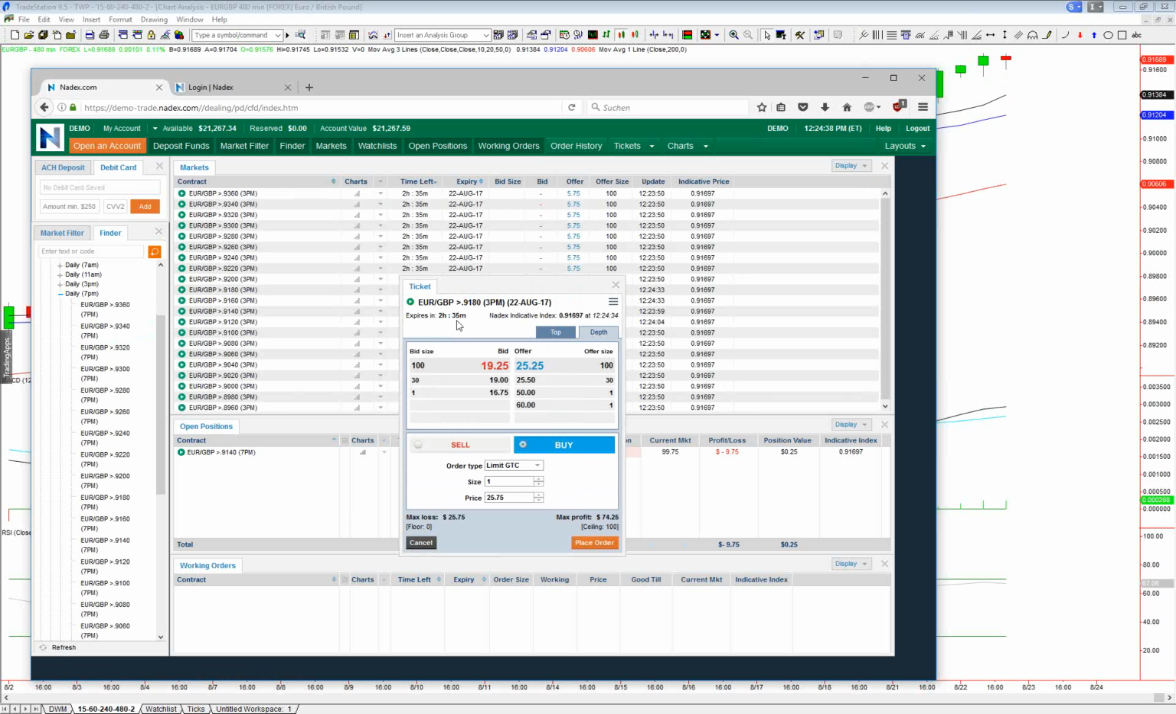We now have 2 hours and 35 more minutes left. And again, I'm just showing you this to give you a different expiry cycle, a different strike price, and a different trade direction. It's not meant to be followed. It's just for educational purposes.